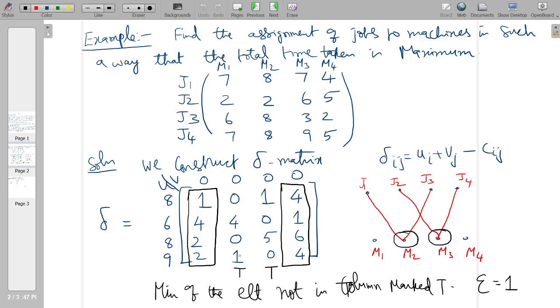So now what I have done is I have added the minimum element delta is equal to 1 to the column where I have marked T, or I just added 1 to the existing value of V with the minimum element which is not in T. And here you can see that any element, any row is not in the matching. So what I do is I subtract the minimum element from all the elements of V. So that would become 7, 5, 7, 8 here.